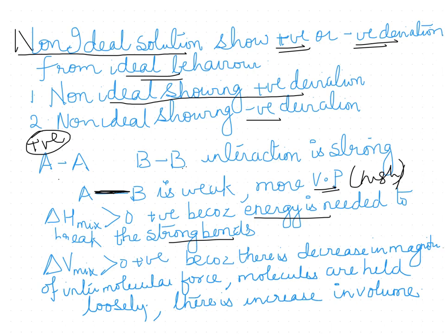Now look here, if I am taking 25 ml of A and 25 ml of B, since the bond is very weak, when we form the solution out of these two components, maybe the solution is 55 ml. Why? Because the bond between A and B is very weak. That means delta V mixing is greater than 0, and it is positive, because there is a decrease in the magnitude of the intermolecular force. Is it clear? The molecules are held loosely and there is an increase in volume. Are you all able to understand it very well?